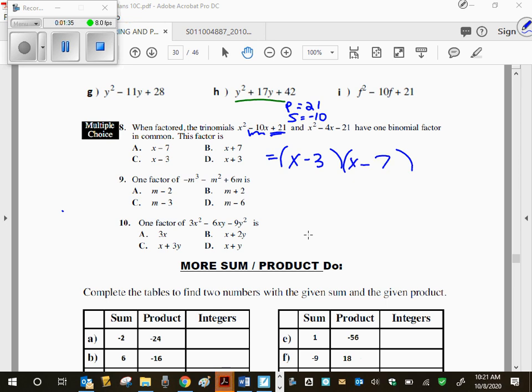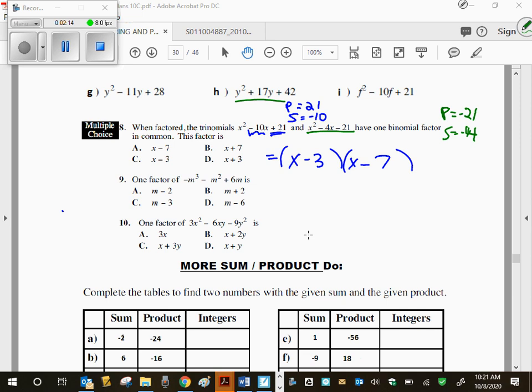So x subtract 3 times x subtract 7 is the blue factor, and the green guy is almost the same. The product is negative 21 this time, and the sum is negative 4. The difference between those two is the blue one has a positive product, which means the same sign, and the green one has a negative product, which means different signs. You're going to have one positive number times one negative number. It's very important you know that before you start even looking at the numbers, whether you have two negative numbers or one negative number and one positive number.